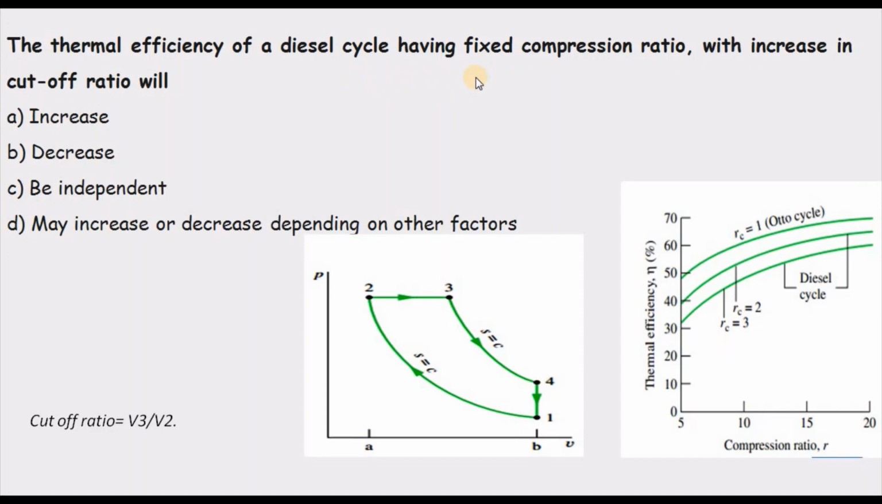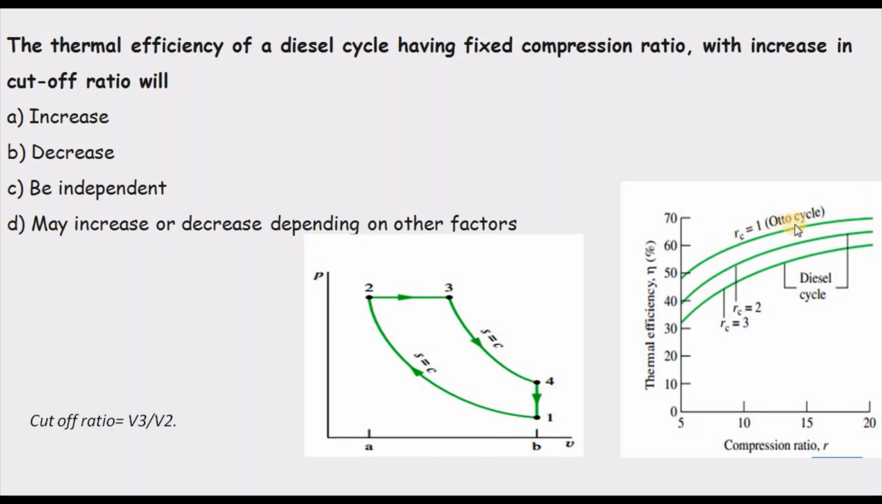The thermal efficiency of diesel cycle having fixed compression ratio with increase in the cutoff ratio will be, and the options given are A, increase, B, decrease, C, be independent, D, may increase or decrease depending on other factors. So here, in order to understand this, we should understand what is cutoff ratio. Cutoff ratio here is V3 upon V2. So V3 upon V2 is the cutoff ratio, and we are talking of the relation between the thermal efficiency and cutoff ratio. So the thermal efficiency of a diesel engine having fixed compression ratio, we are keeping the compression ratio fixed, that is 1 to 2, we are keeping it fixed. With increase in the cutoff ratio, that is 2 to 3 is being increased.